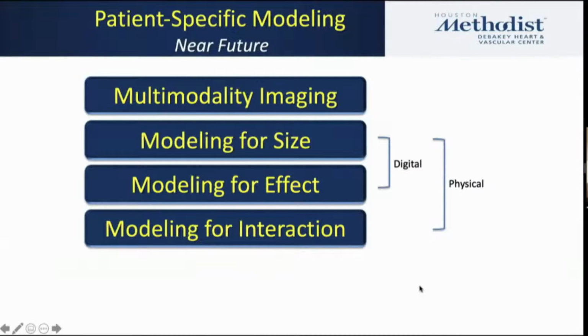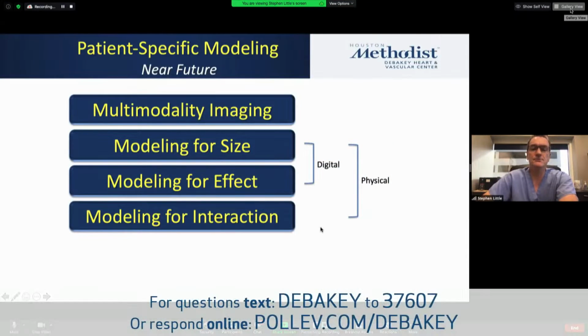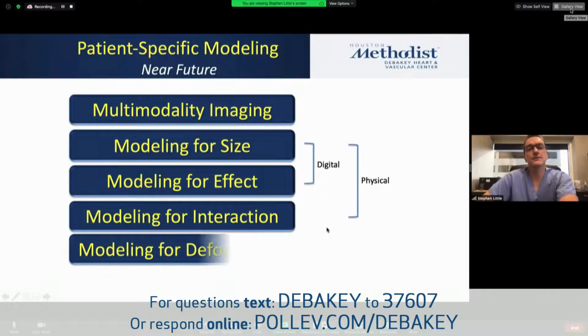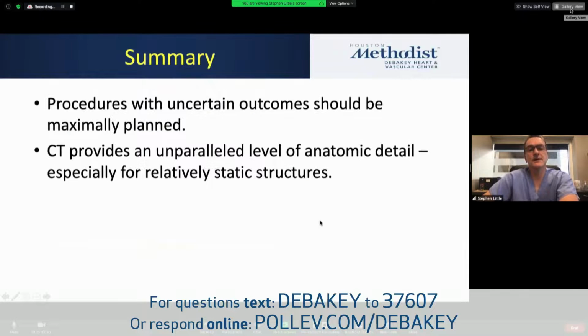So the patient-specific modeling, this is a bit future-looking. Already today, you can do modeling for size, modeling for effect digitally. When you physically print a model or 3D print it, you can start to model for interaction. The nearer term is we're going to be modeling for deformation and ultimately modeling for flow. So procedures with uncertain outcomes should be maximally planned.